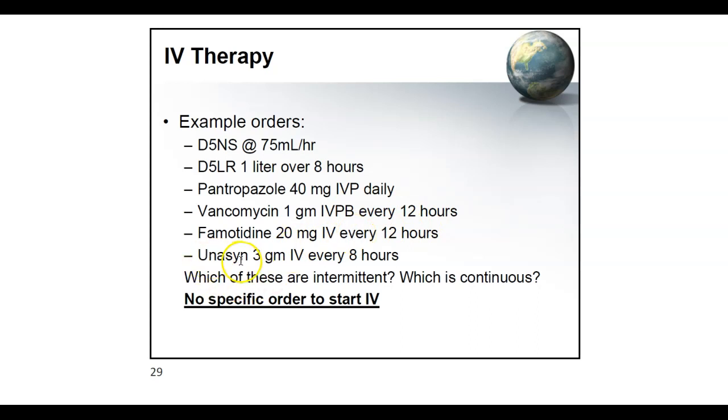And this Unasyn 3 grams IV every 8 hours, that would also be intermittent. Now your continuous will not really have some sort of a frequency. As you can see here, 75 ml an hour. That's it, right? So this tells you that this is a continuous infusion. So again, no specific order to start the IV.